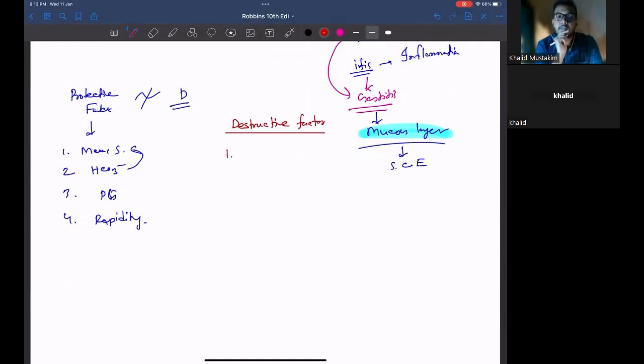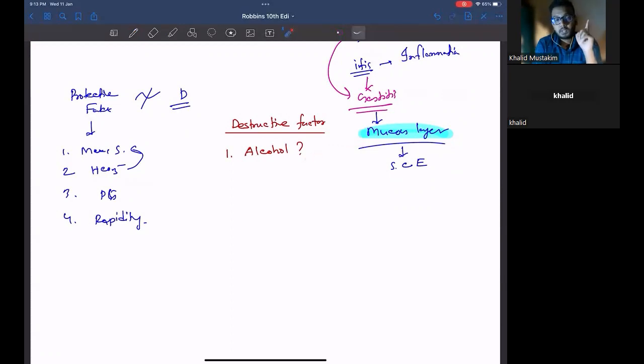First of all, in case of Western countries, not the Indian subcontinent, we don't find so many patients of this. In respect of Bangladesh there are very few patients of this first factor, but Mr. Robbins has written it first. That one is alcohol. So the question is how alcohol is damaging these mucus layers.